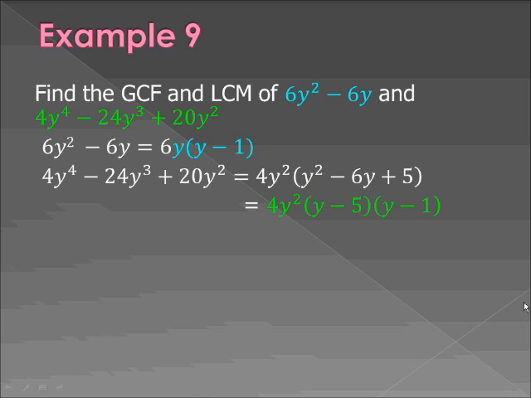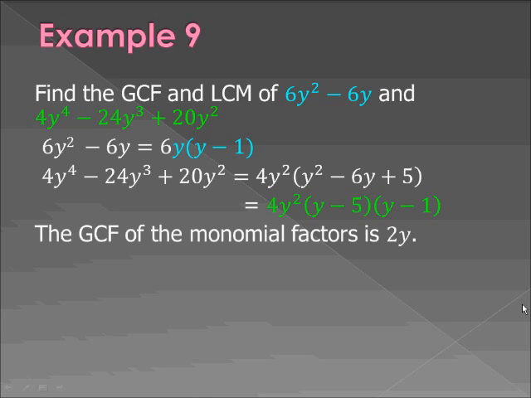Now we're going to try to examine the greatest common factors. So, the greatest common factor of the monomial factors is 2y. So, you have a 6y here and a 4y squared. That's the first step. Look at the monomial factors. A 2 goes into both 4 and 6. A y goes into both y and y squared. This is the same thing you did back in section 4.4.